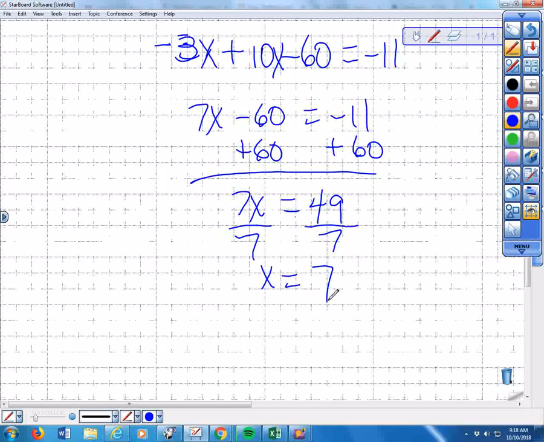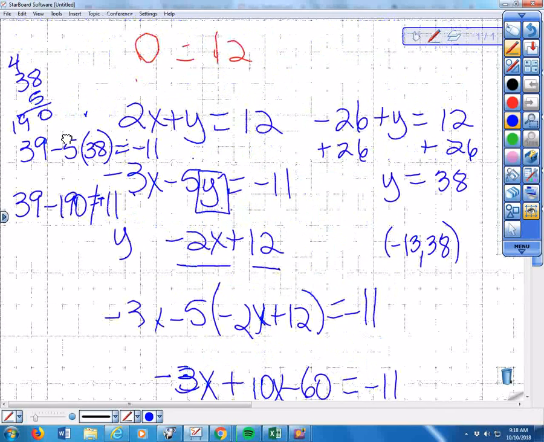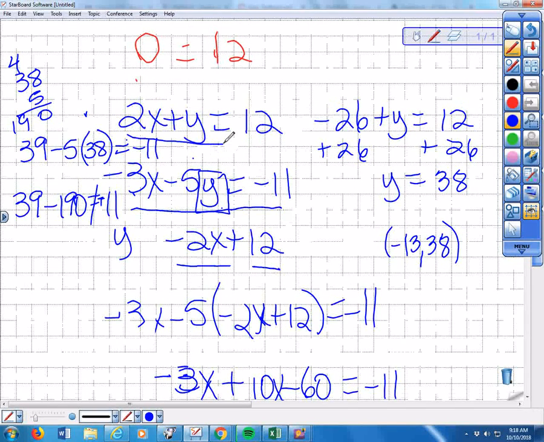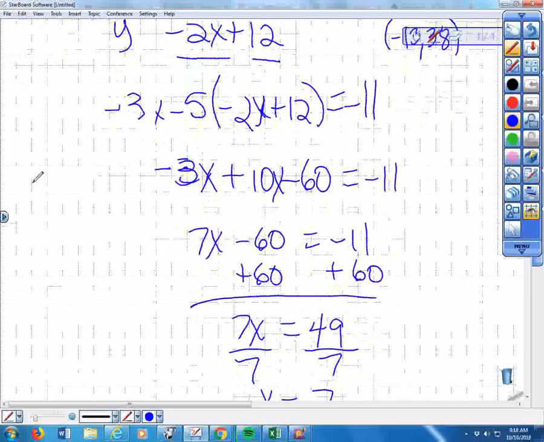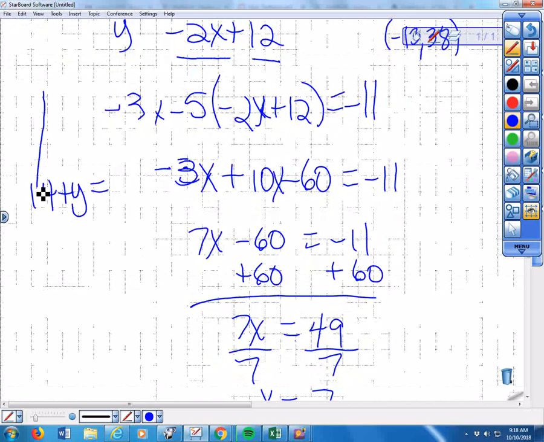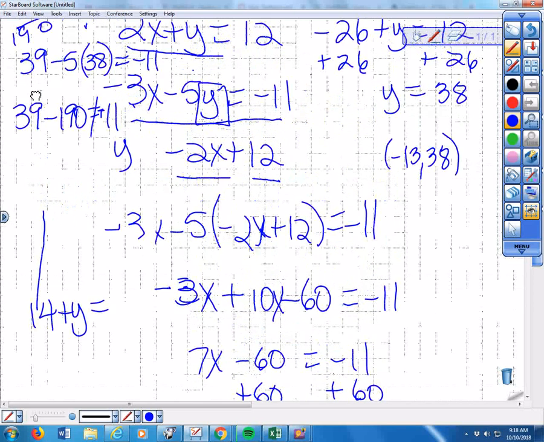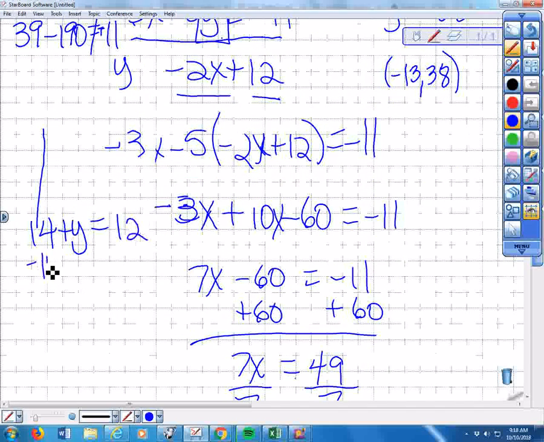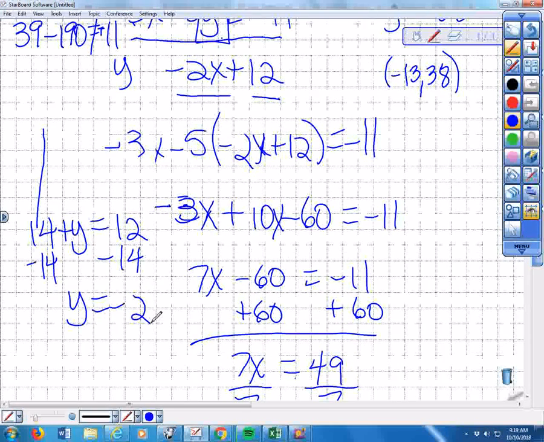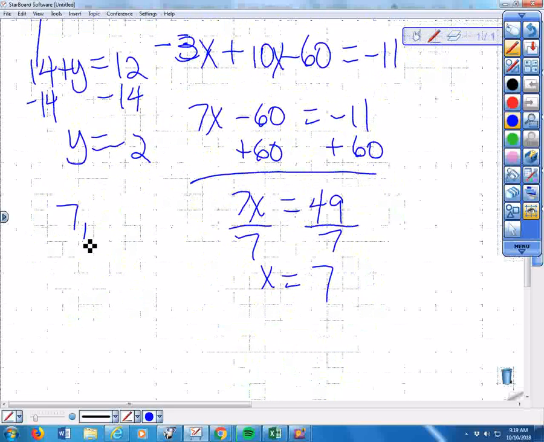Okay, now I'm going to plug that back in to this mess that's up here, or here. I'm going to use this one. 2 times 7, 14. So I have 14 plus y equals 12. So when I subtract 14, y is equal to negative 2. Right? So my point should be 7, negative 2.